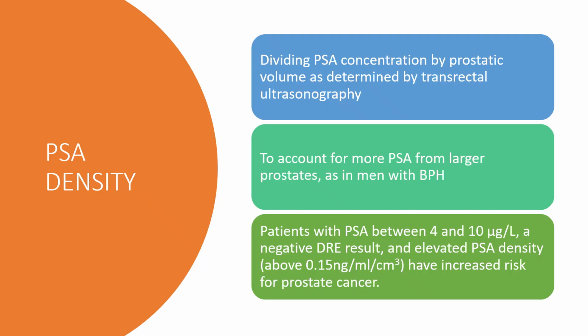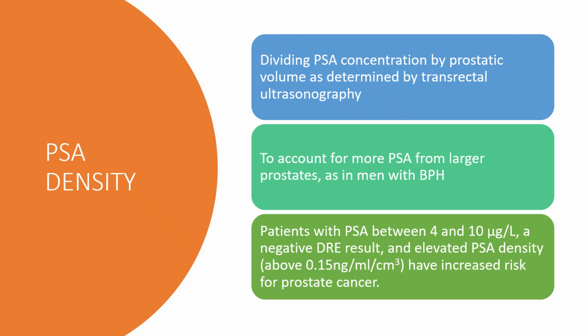PSA density can be calculated by dividing the value of the total PSA by the volume of the prostate gland, which can be determined by ultrasound scan. This is to account for the apparent increase in the amount of PSA produced by men with larger prostate glands, especially people with benign prostatic enlargement.